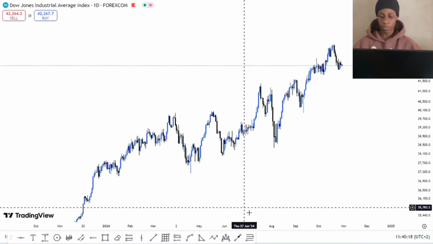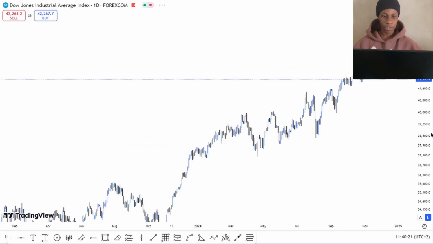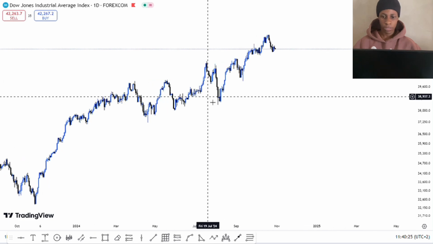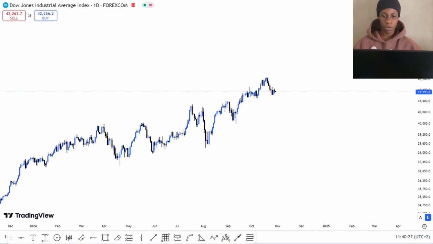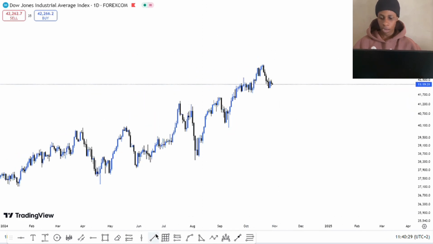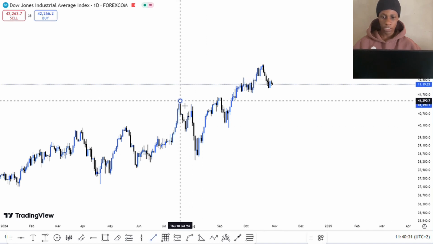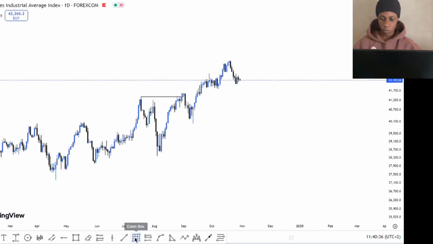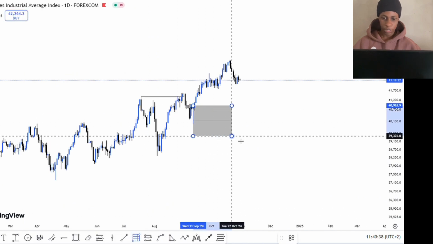So what I'm going to do now is find the structure of the market. And as you can see right here, you can tell that this is in an uptrend. And so what I'm going to do is allocate the most recent break of structure. And as you can see, this is what we have on the daily time frame. Origin we have right here, this area.